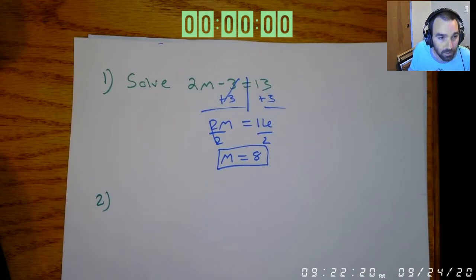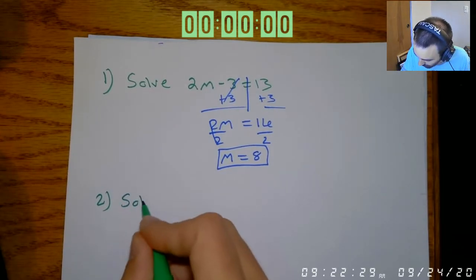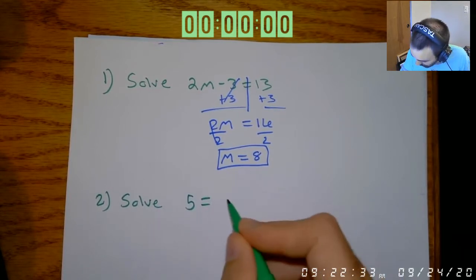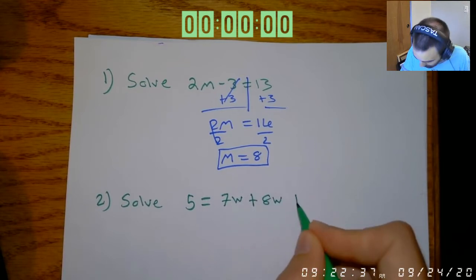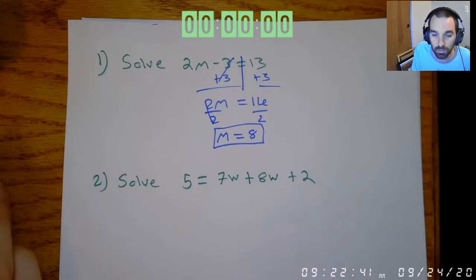So your next problem is this. We're going to solve 5 equals 7w plus 8w plus 2. Okay, I'm going to reset the timer, and I'll give you a minute.